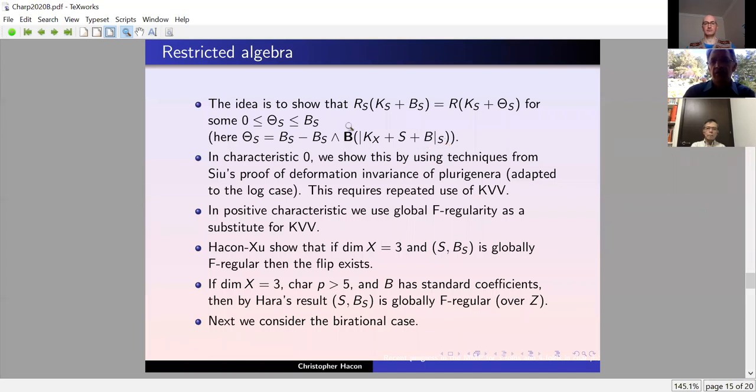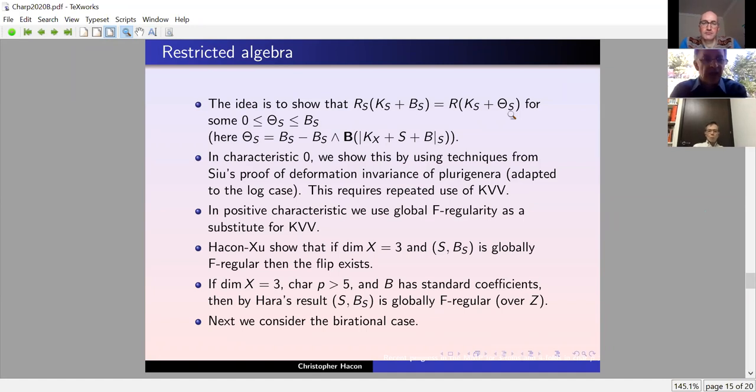But if we stare at this carefully, we can cook up another divisor, Theta_S, which is smaller than B_S, and the restricted algebra is equal to the ring corresponding to K_S plus Theta_S. Now, since Theta_S is smaller than B_S, this is also a KLT pair, and so by induction, that has to be finitely generated. Of course, there are many technical issues here. For example, who guarantees that Theta_S is a Q-divisor and not an R-divisor? And so there's a lot of work that goes into making this into a theorem.